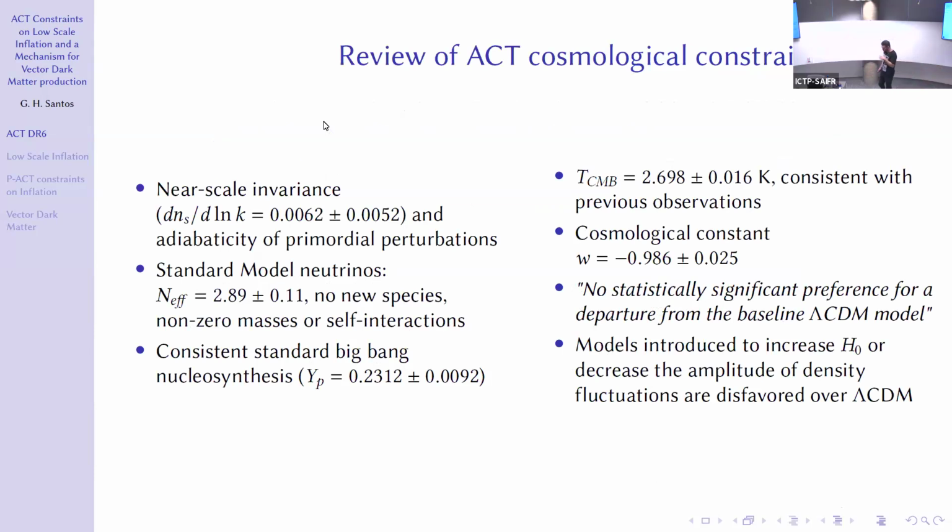So before we move into inflation, I'm going to give you just a brief review of the, in my opinion, most interesting results from the Atacama Cosmology Telescope data release. They have found that we have near scale invariance and adiabaticity of the primordial perturbations. So the running of the spectral index is almost 0. Another thing they have found is that we are consistent with the standard model neutrinos. So N_eff is essentially equal to 3, or almost equal to 3. This means there are basically no new species with non-zero masses or self-interactions that have been found so far. Basically, they have found everything that we already knew, but they are confirming it with much more precision.